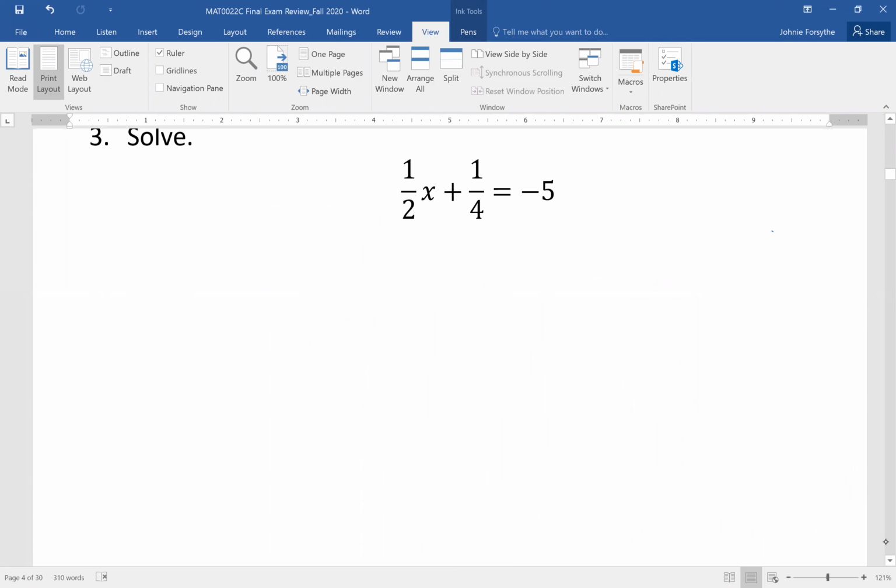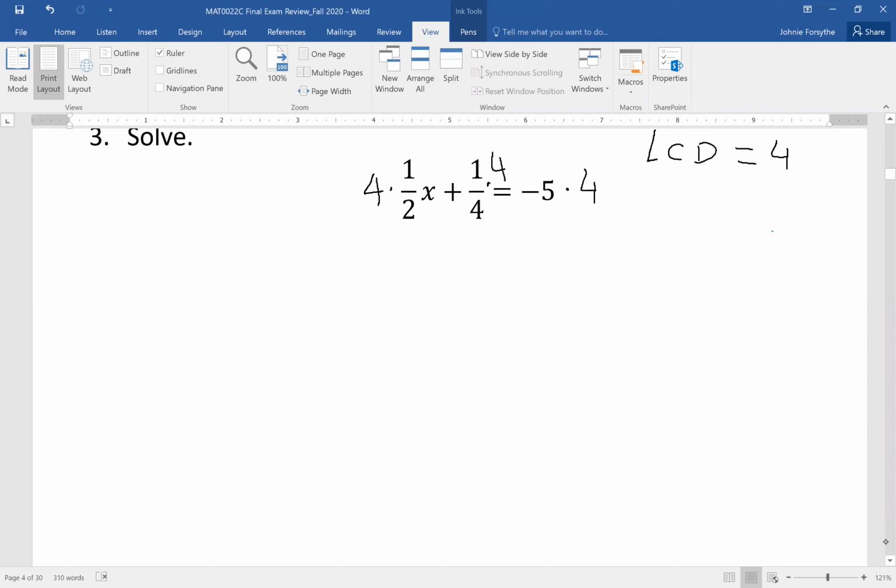Although fractions are our friends, I'm going to get rid of them to make this easier to solve. So what do I like? I like to find the LCD, which in this case is 4, and I'm going to multiply each term by the LCD. So I'm going to multiply this by 4, multiply this by 4, and multiply this by 4.